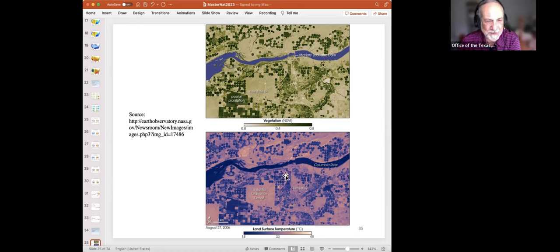Now, on the bottom, we're seeing the same view, same day, except we're looking at the temperature of the land surface. So this is not the air temperature. This is the temperature of the land. It's like the difference between how hot it is at face level in a parking lot and how hot the asphalt is. The asphalt or dry ground can get fairly hot. In this case, 48 Celsius is somewhere close to 120 degrees Fahrenheit.